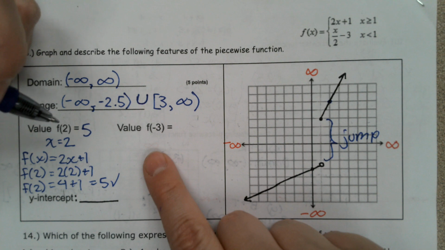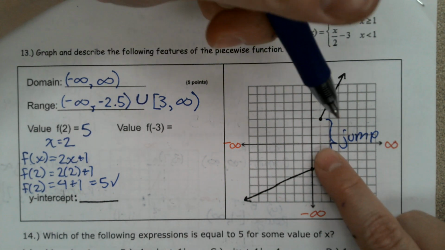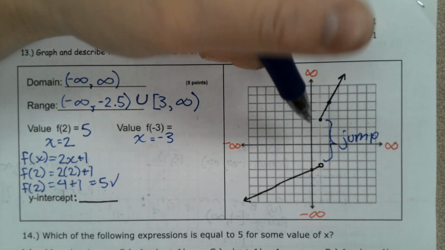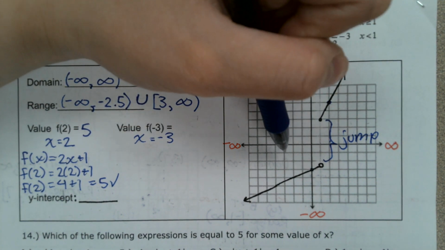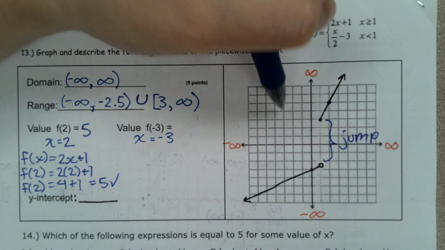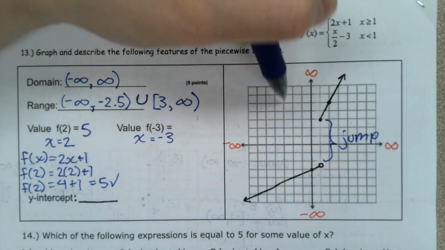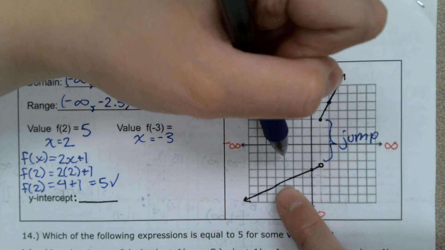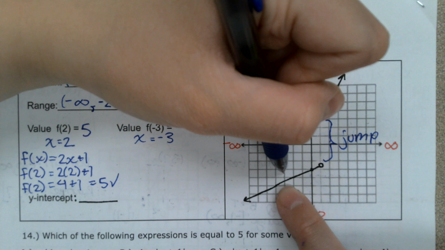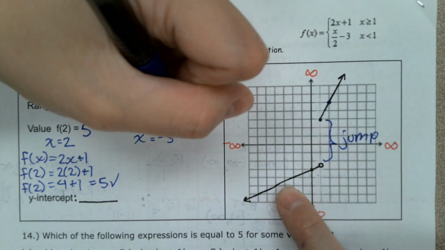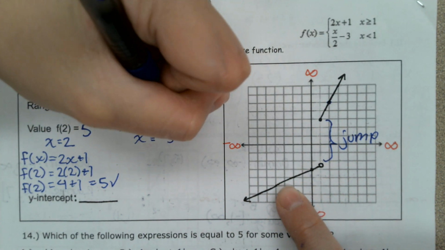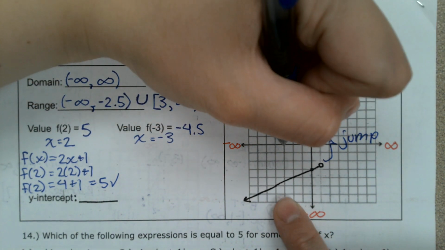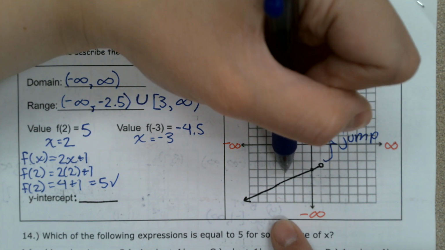F of negative 3. Let's find that on the graph. This means x is negative 3. So we go on the x-axis and we count over 3. And then let's go up and down till we find a y value, a point, a line. And right here we have something. We have 1, 2, 3, 4.5. And this is negative 4.5 since we went down. So where x is negative 3, y is negative 4.5.